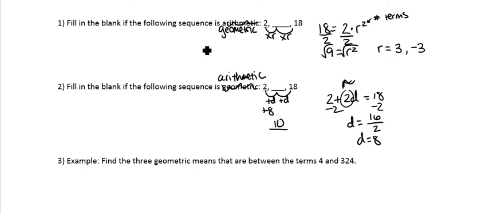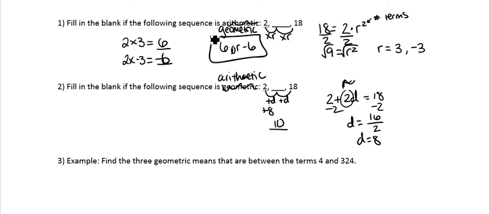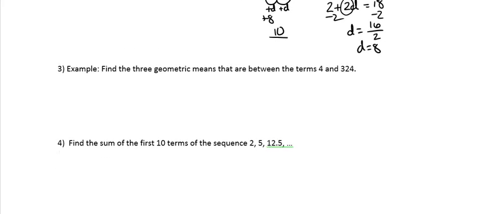Meaning this middle number could be 6, or it could be -6. And think about that for a second, because if I multiplied by -3 again, I would get back to positive 18. So if it's geometric, it may possibly have two different options. Okay, so that's 6 or -6.